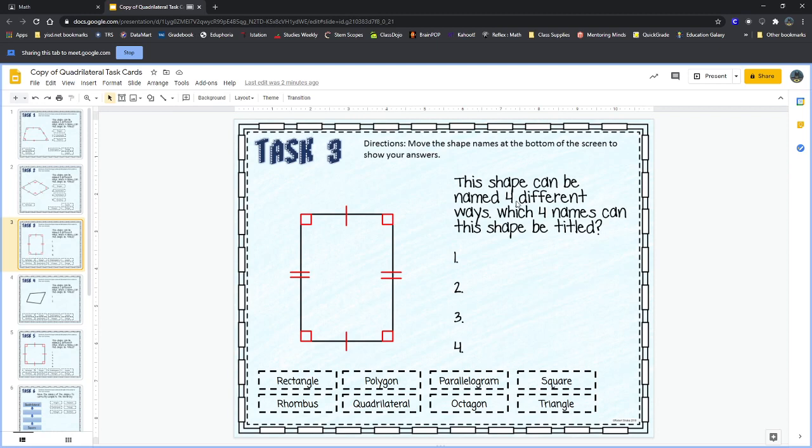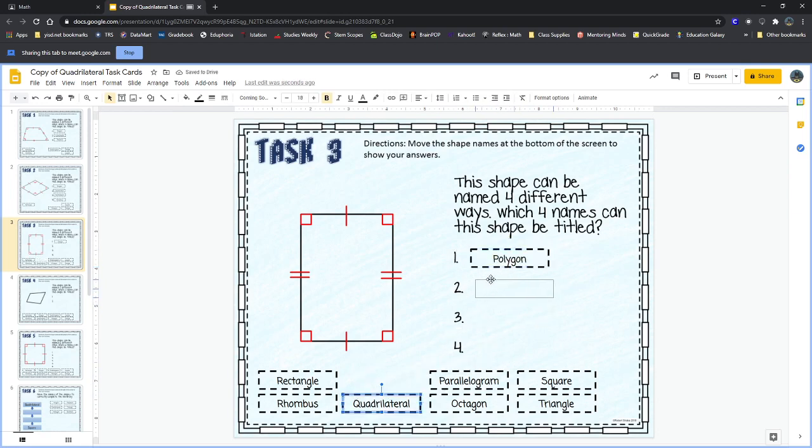The shape can be named 4 different ways. Which 4 names can the shape be titled? So they give us another shape, and again, they tell us that there's 4 different names that we could give this shape. There's going to be 2 that are going to be pretty constant: polygon and quadrilateral.